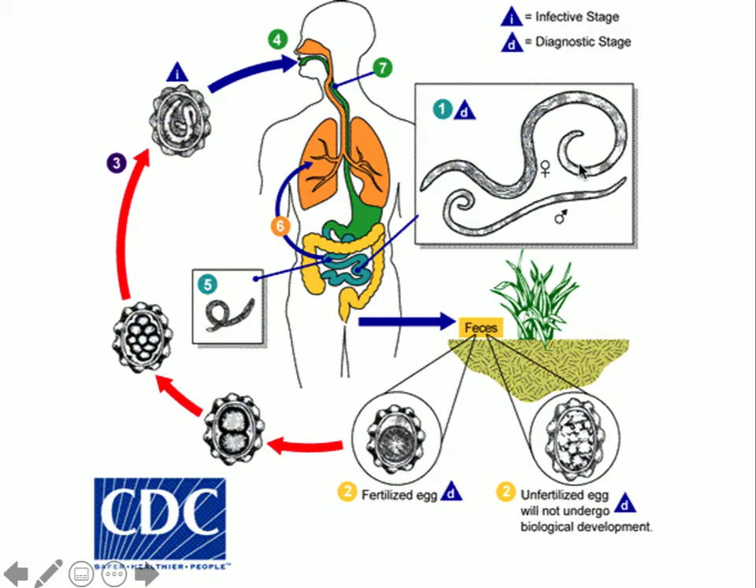The female will produce almost 200,000 eggs a day, which get passed in the feces. Now, some of the eggs are going to be fertilized and some of them won't. Unfertilized eggs will not cause infection. So essentially, when the eggs are passed, they need to sort of hang out in the environment to become infective.